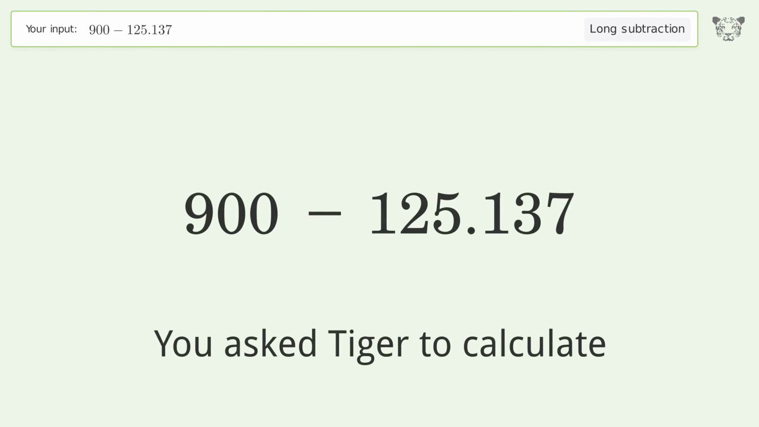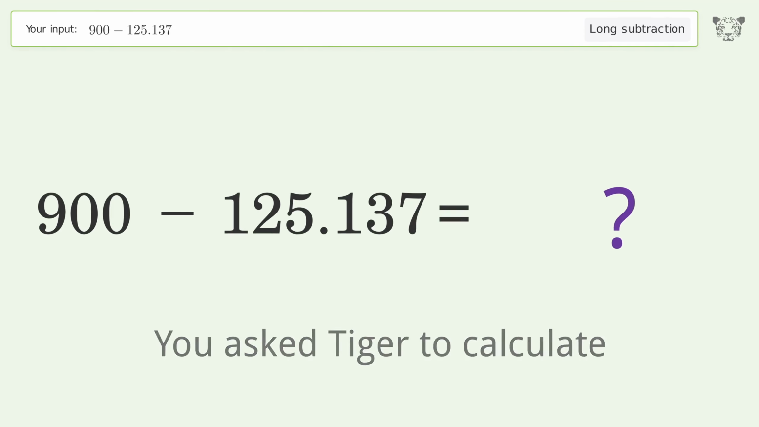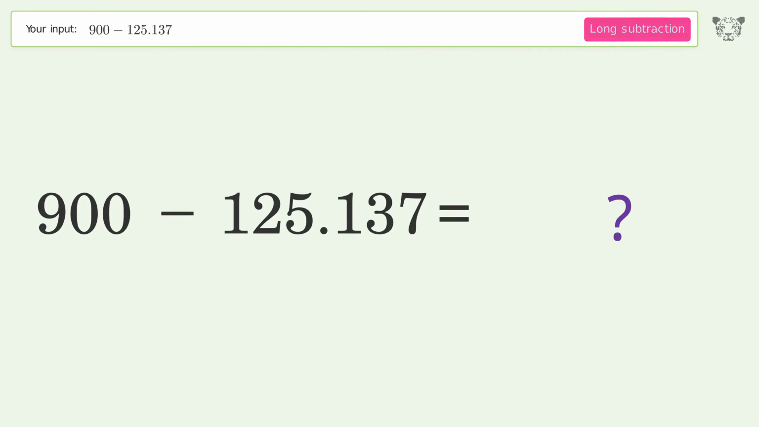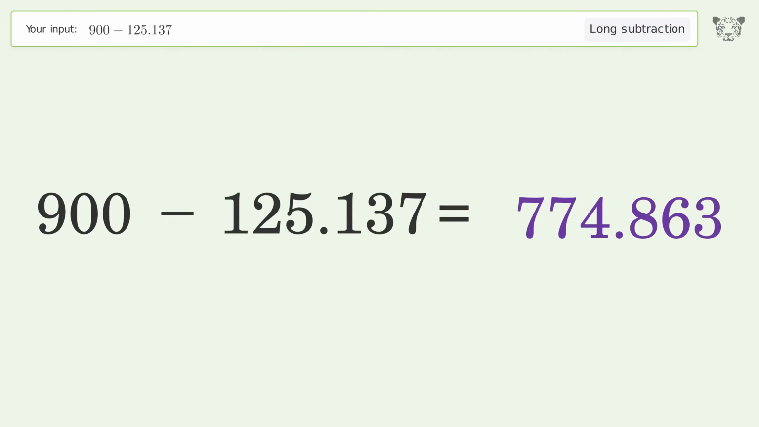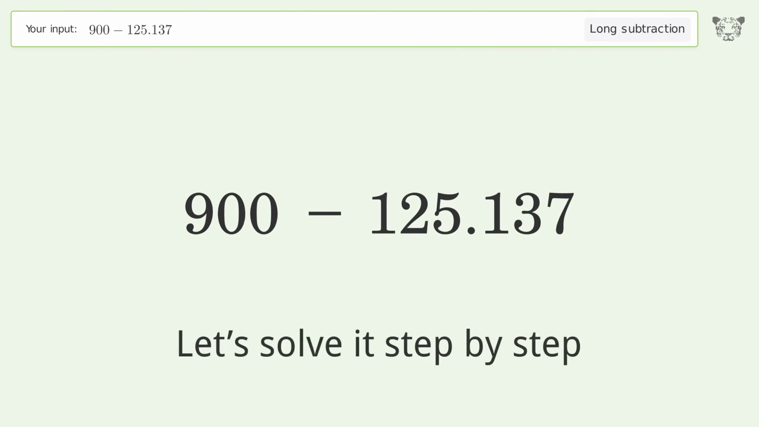You ask Tiger to calculate. This deals with long subtraction. The final result is 774.863. Let's solve it step by step.